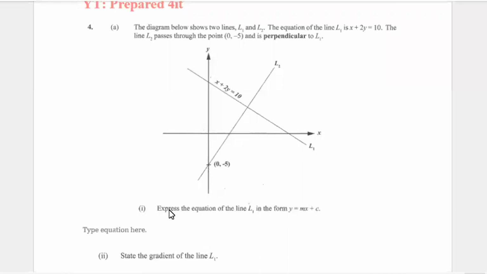So part 1 says, express the equation of the line L1 in the form y is equal to mx plus c, and we know that y is equal to mx plus c is the equation of a straight line.